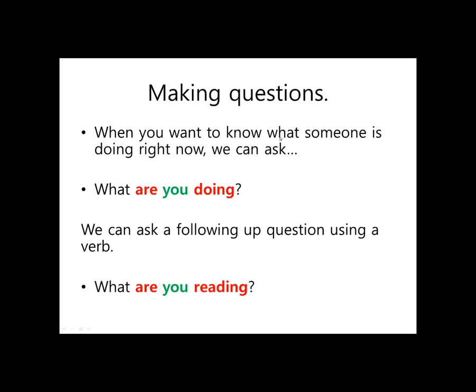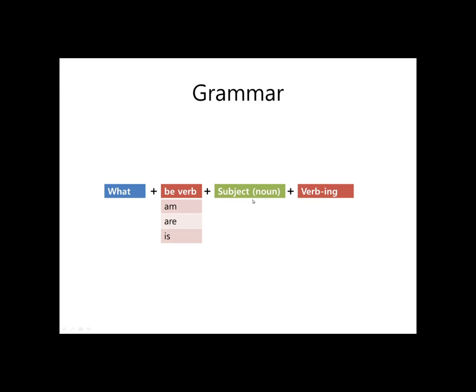Okay, so making questions. When you want to know what someone is doing right now, we can ask, what are you doing? We can ask a following up question using a verb. So, for example, what are you reading? You can be specific and change the verb here to anything, any verb you like. What are you eating? What are you drinking? What are you watching?